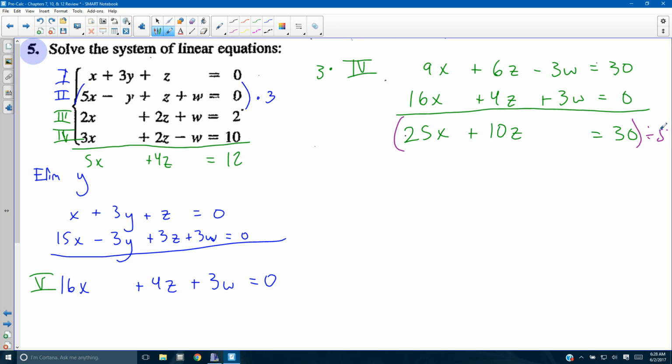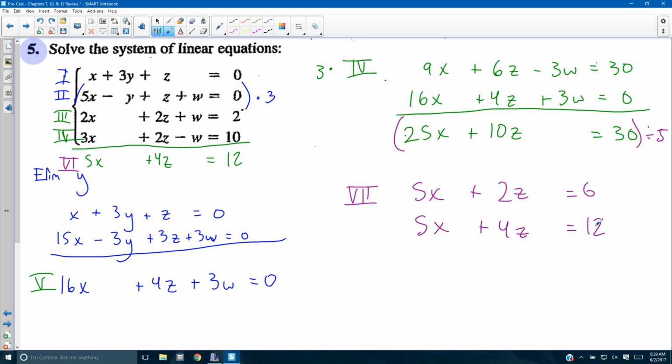Divide by 5 just to make them smaller, and I'll get 5x plus 2z equals 6. So now I have equations 6 and 7. At this point, I'm going to run out of how to do Roman numerals. 6 and 7 right here, and I'll go ahead and write this one underneath. 5x plus 4z equals 12.